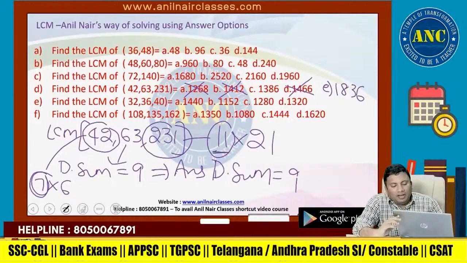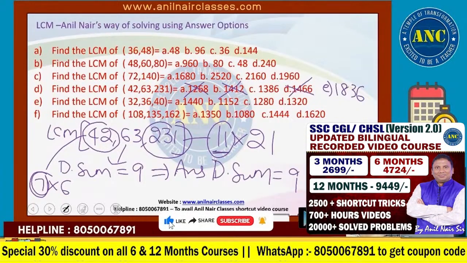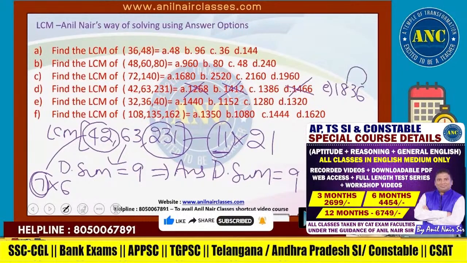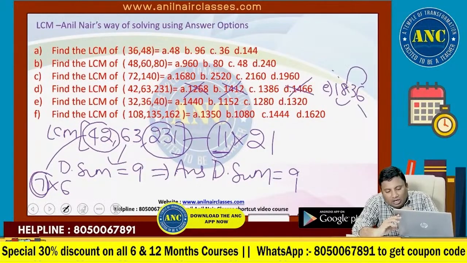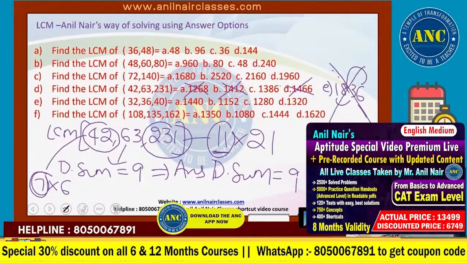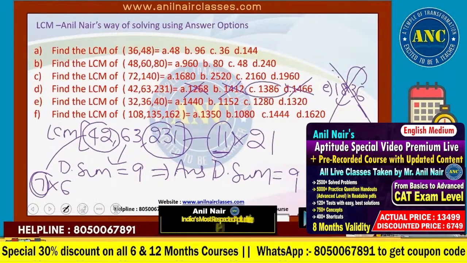The divisibility rule of 11 is the sum of the odd places minus the sum of the even places. 6 plus 8, 14. 14 minus 4, 10. It is not divisible by 11. So the answer is 1386.